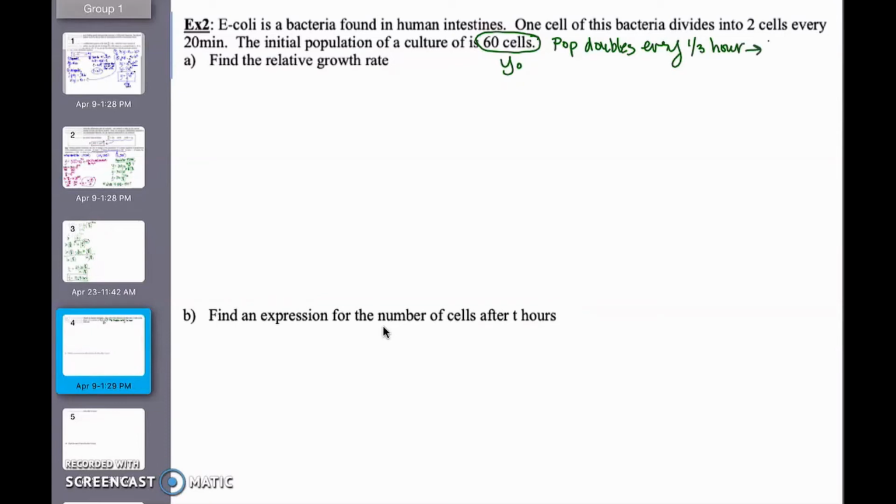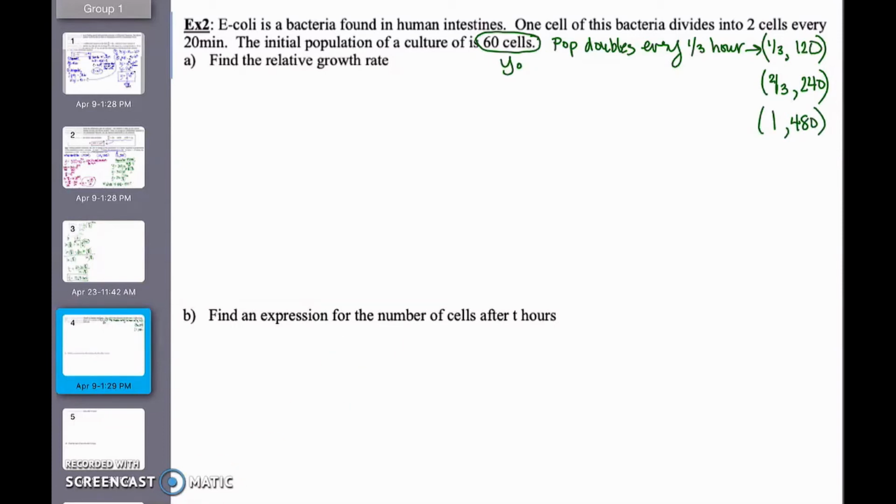So that means that after 1/3 of an hour, I would have had 120 cells, right? Because if I start with 60 and 20 minutes later it's doubled, that means after 1/3 of an hour, I have 120 cells. After 2/3 of an hour, it would double again. So I would have 240 cells. And after 1 hour, it will double again. So I would have 480 cells.